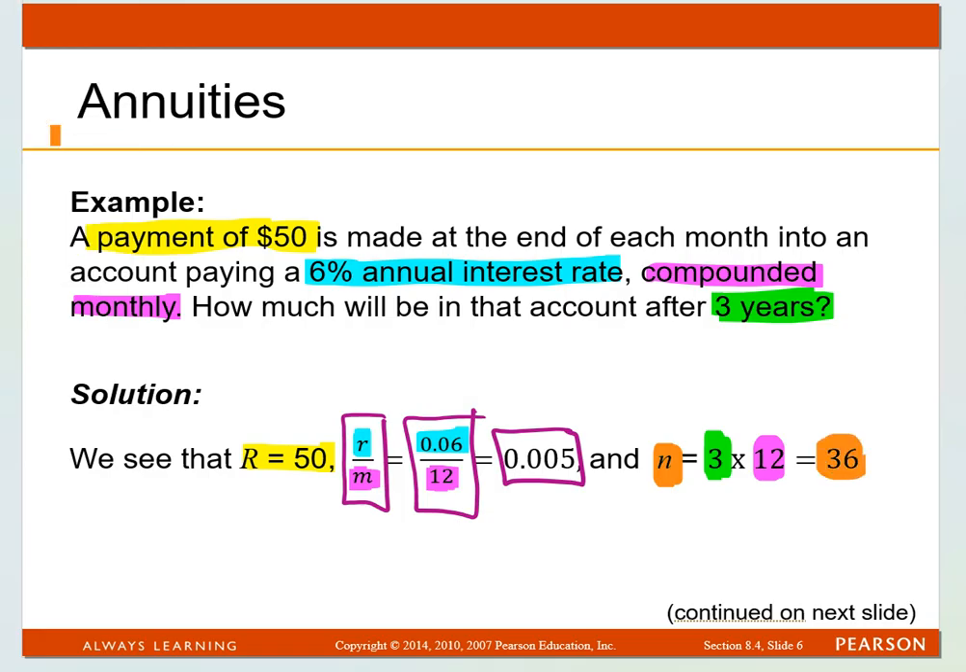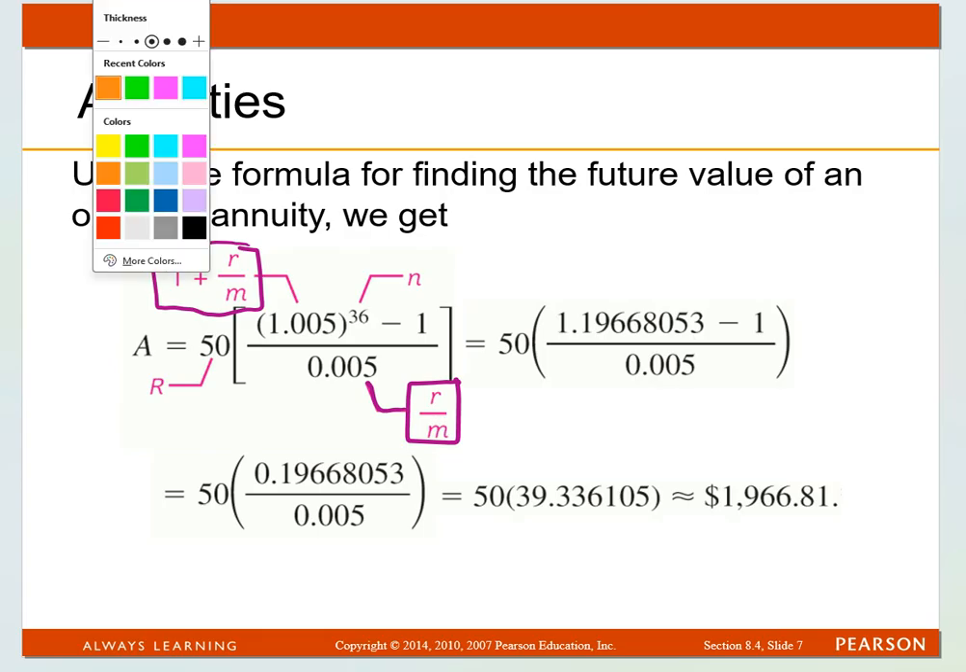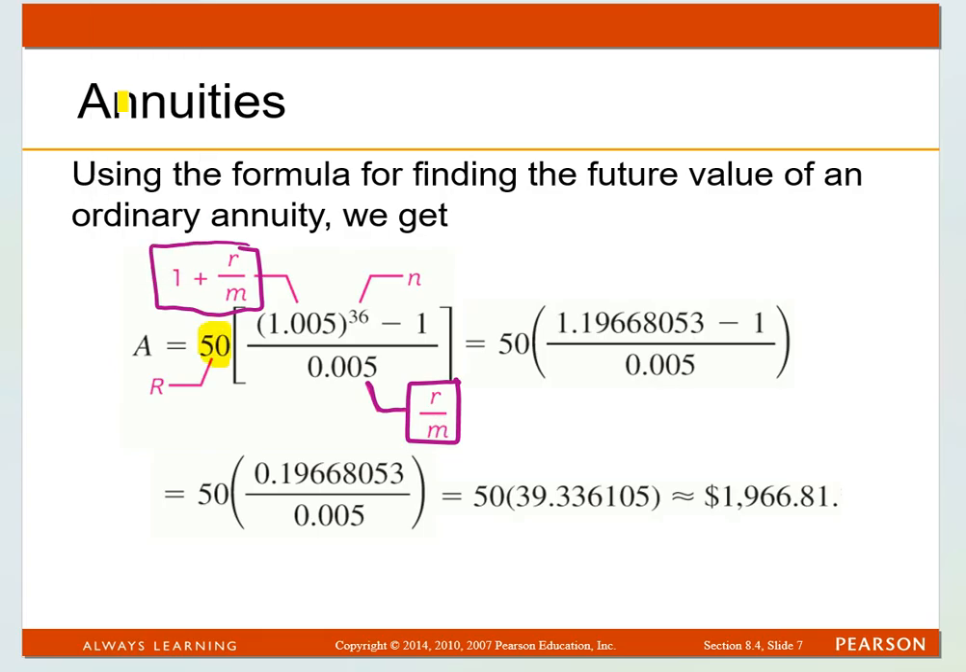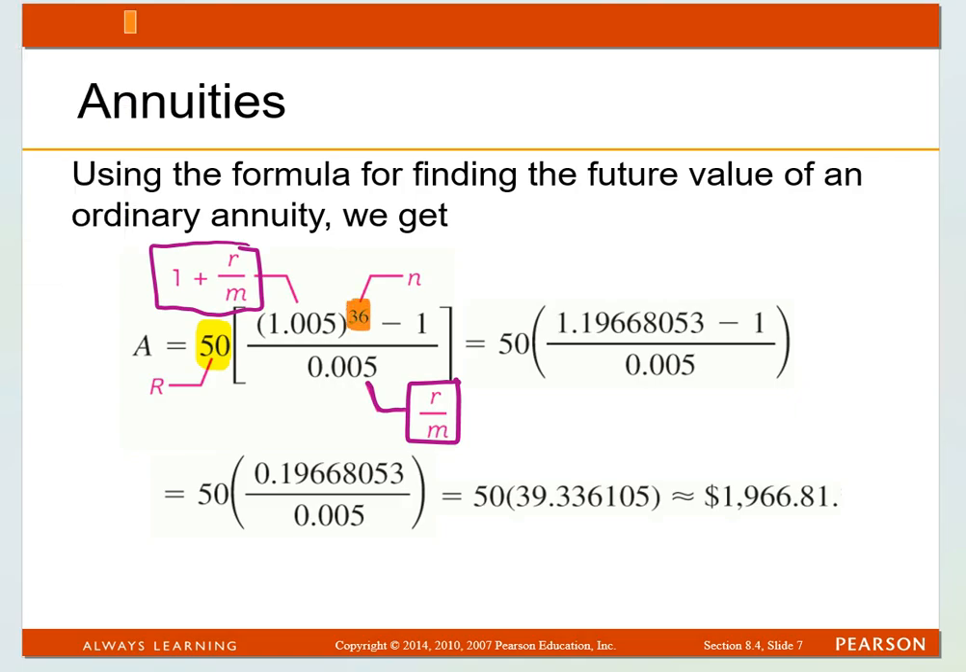So we've identified all the variables in the formula, and here the formula is, and they've punched them all in. Although keep in mind, they went ahead and calculated r divided by m, and that's where they got the 0.005. And then they did r divided by m up here, but added 1 to get 1.005. All right. And then here's the capital R in the formula, and your exponent is 36.